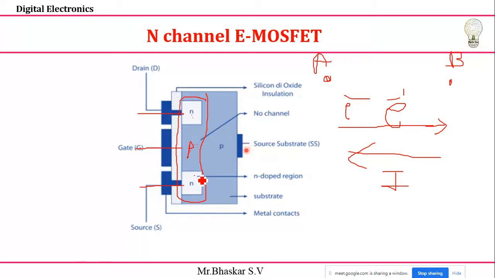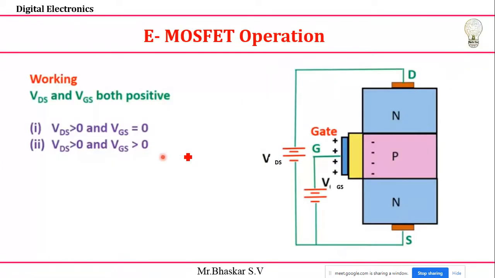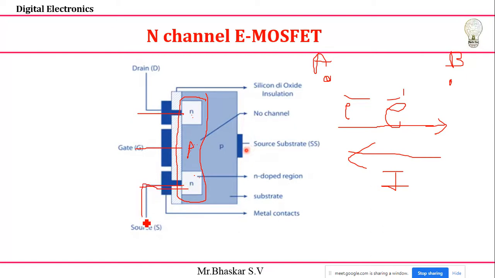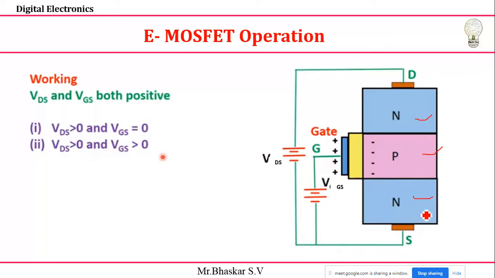Let's move on to that. I'm going to take only the NPN material separately. Here you can see this is N, this is P, and this is N. One N is connected to the source, and the other N is connected to the drain, and next you have a P type material. For explanation purposes, I'm going to apply some voltages, that is VDS as well as VGS. VGS is nothing but the gate to source voltage. I'm going to take one power supply.